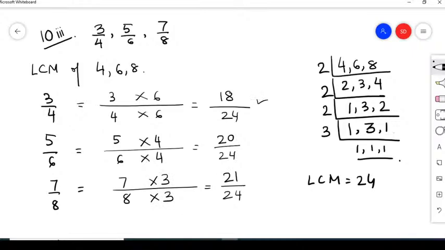Okay, 18 by 24, 20 by 24, and 21 by 24 is the answer. Okay.